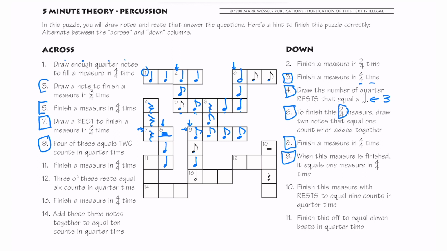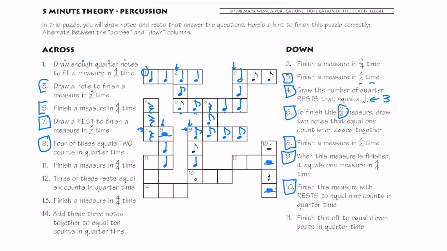Let's keep going down here. 10. Finish this measure with rest to equal 9 counts. 9 counts. Wow, 9 counts. All right, so this one is 4. This is 5. So 9 minus 5 is 4. So then I've got 2 types of rest that equal 4 counts. 1 rest would be a whole rest, but I'm thinking of 2 counts and 2 counts. So both of those would be my half rest.